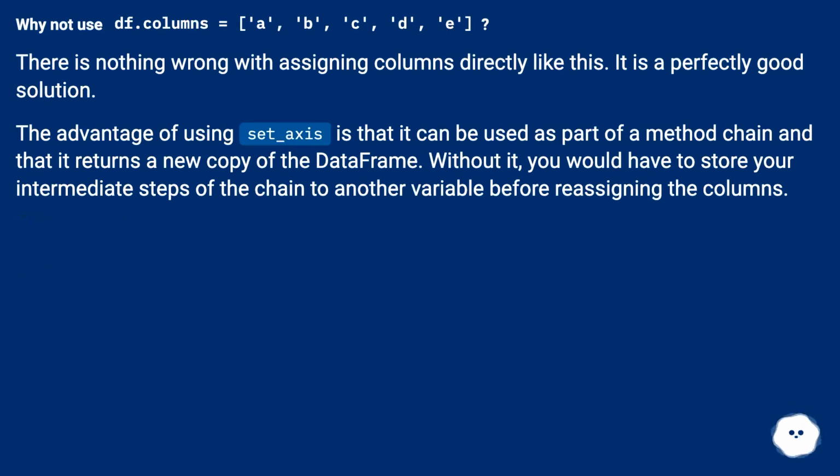Or why not use df.columns equals A, B, C, D? There is nothing wrong with assigning columns directly like this. It is a perfectly good solution. The advantage of using set_axis is that it can be used as part of a method chain and that it returns a new copy of the data frame. Without it, you would have to store your intermediate steps of the chain to another variable before reassigning the columns.